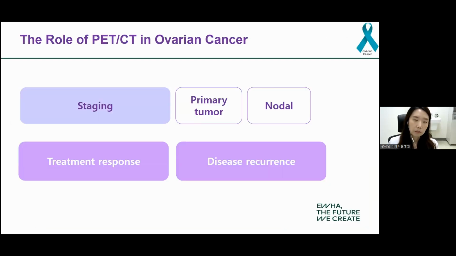So the role of FDG PET/CT in ovarian cancer is similar to other gynecological cancers. It is useful in staging, treatment response evaluation, and evaluation of disease recurrence.